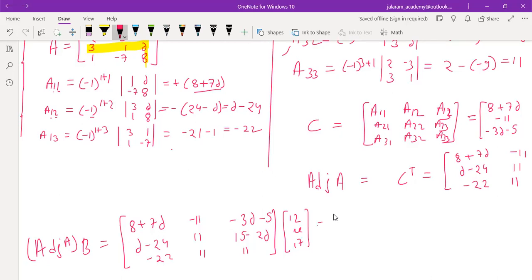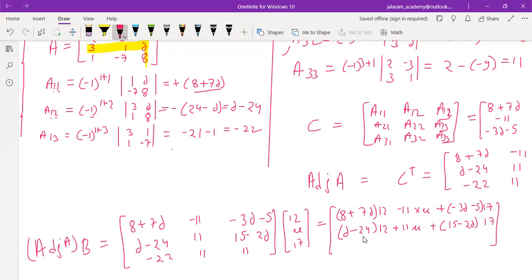Multiplied: 8 plus 7 delta into 12, minus 11 into mu, plus minus 3 delta minus 5 into 17, and delta minus 24 into 12 plus 11 into mu plus 15 minus 2 delta into 17, then minus 22 into 12 plus 11 into mu plus 11 into 17.